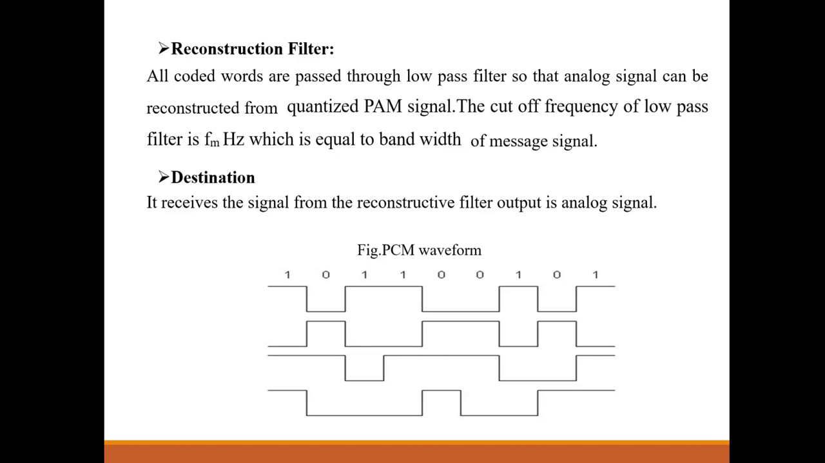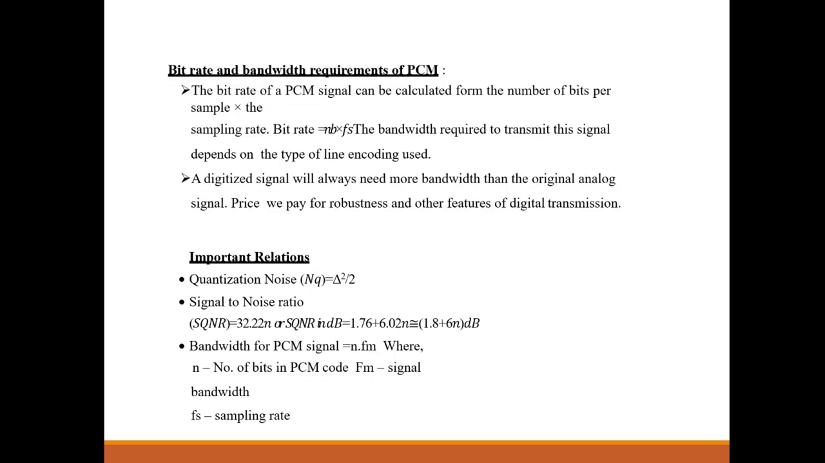Reconstruction filters are used to get the quantized PAM signal. It is applied to the low pass filter, and we get the original analog signal. Normally the quantization noise is delta squared by 12. The signal to noise ratio of PCM is 1.8 plus 6n decibels, where n is the number of bits in the PCM. Fs is the sampling rate. The bit rate is defined as n times Fs.